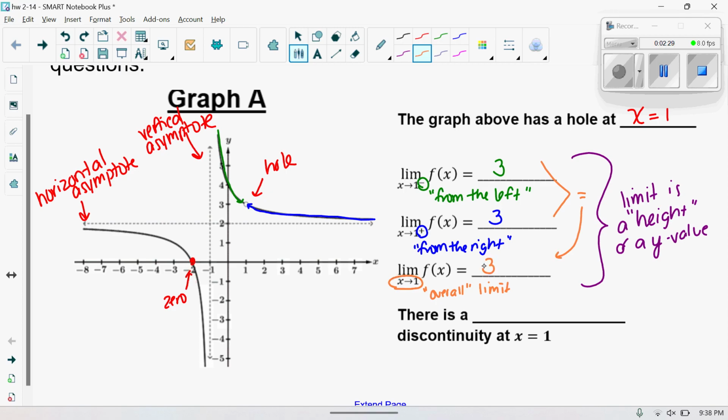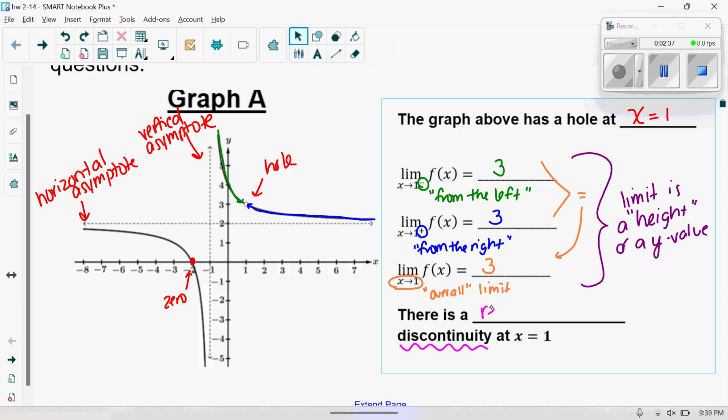Now, this function is discontinuous at x equals 1. It is known as a removable discontinuity. Okay, so a hole is a removable discontinuity. Remember, it's discontinuous, so it needs to be excluded from the domain. So if I were to write the domain of this function, 1 would be excluded.